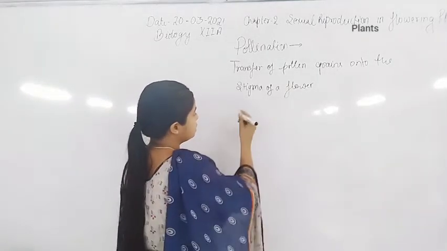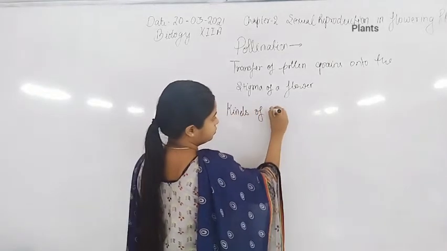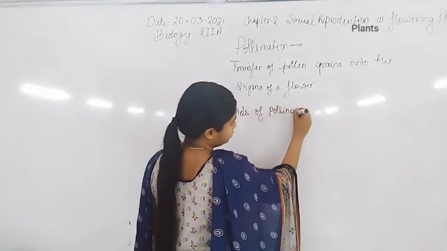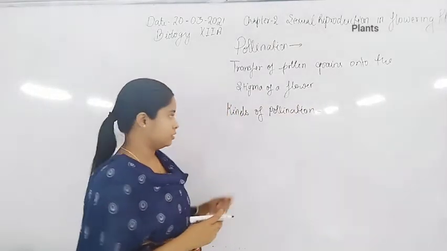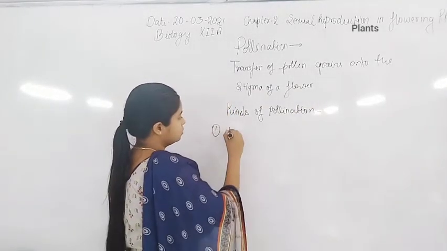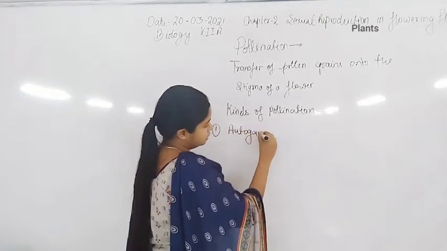So let us discuss the kinds of pollination. Now the first type is autogamy.